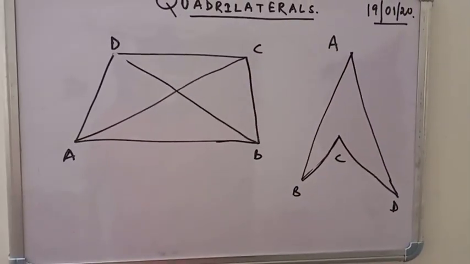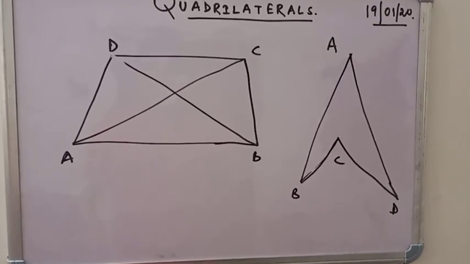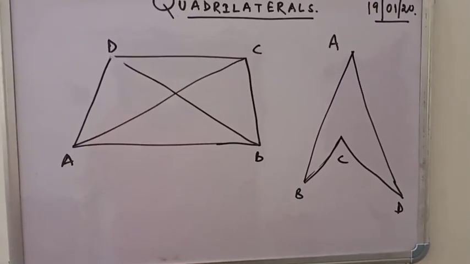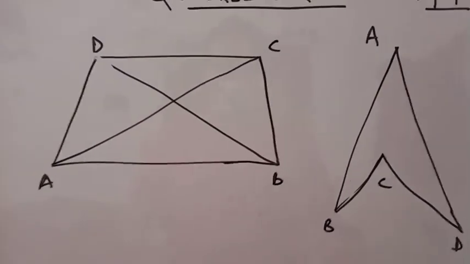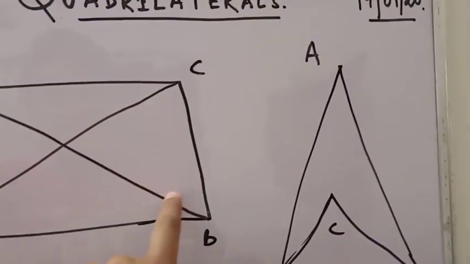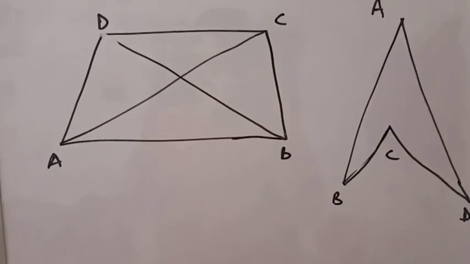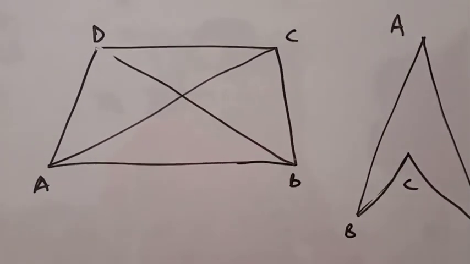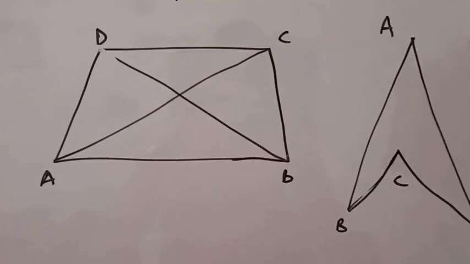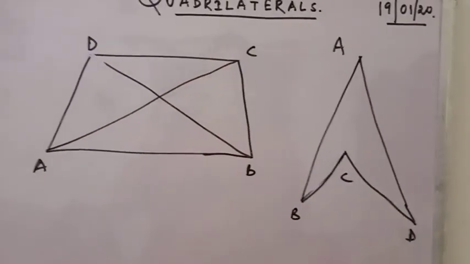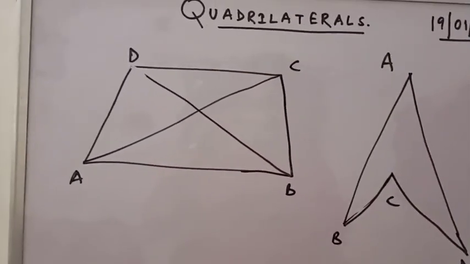If all the angles of a quadrilateral are less than 180, then this is called a convex quadrilateral. See that all the angles are less than 180. That means none of the angles is a reflex angle, that is, greater than 180.